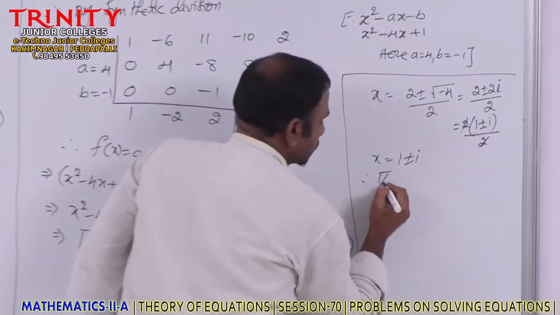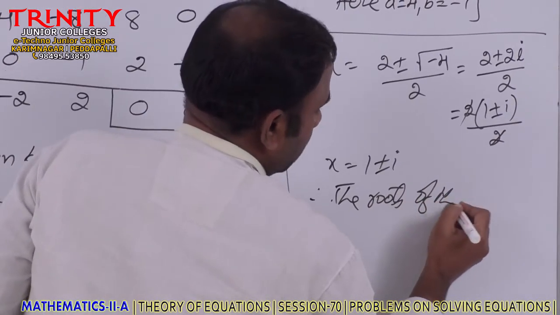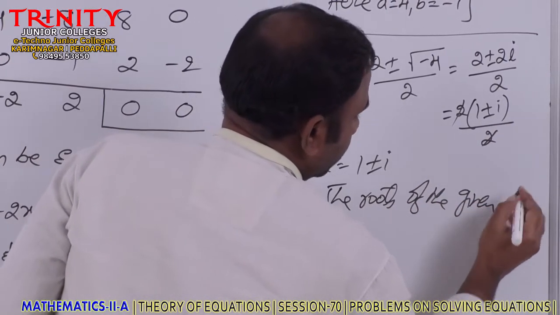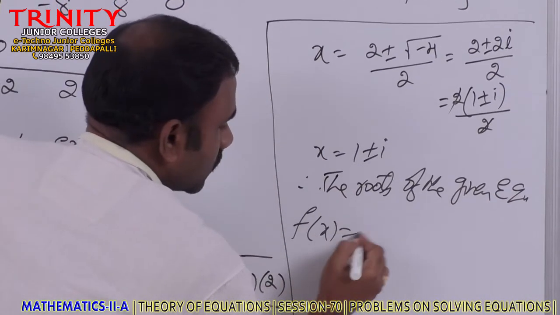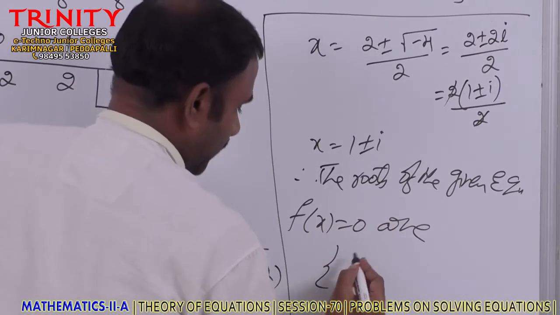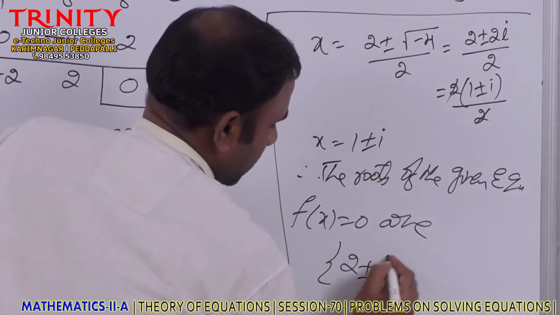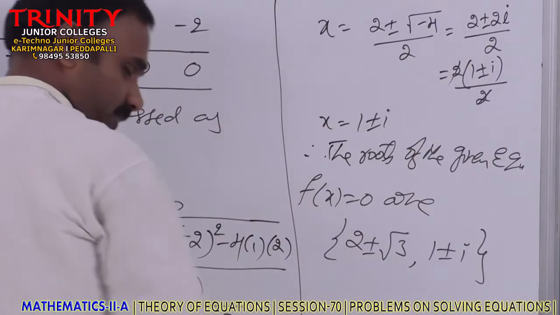Therefore, the roots of the given equation f of x equal to 0 are 2 plus or minus root 3 comma 1 plus or minus i.